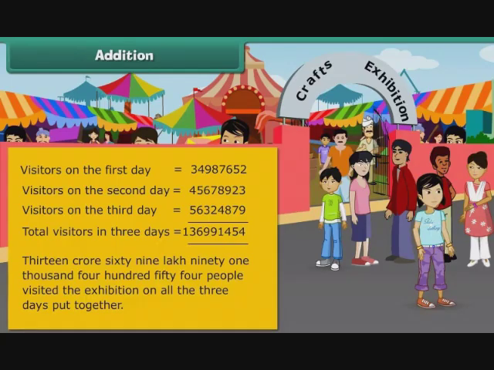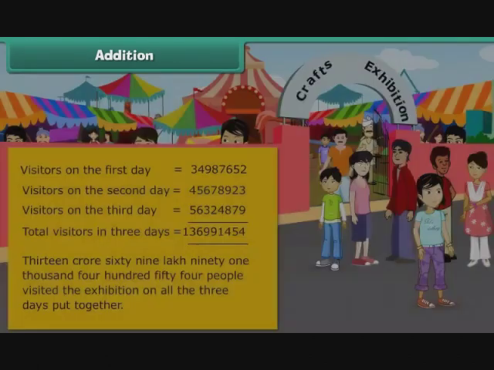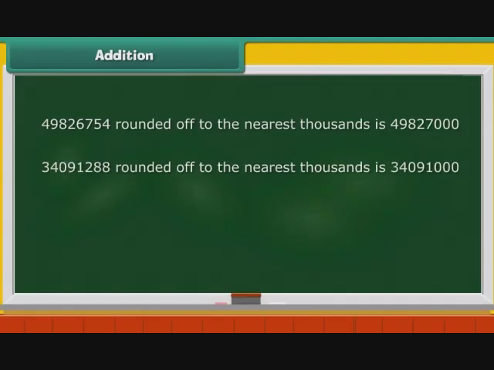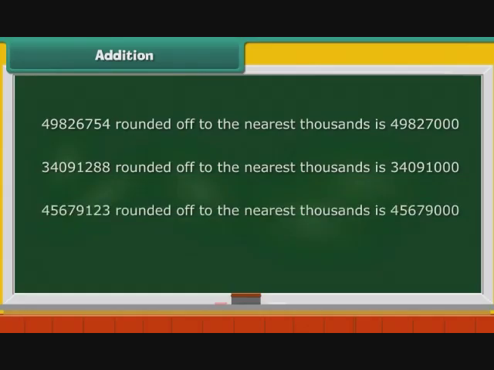At times, we do not want the exact sum of numbers. We want an approximate value. In such cases, we estimate the sum by rounding off the numbers. Let us estimate the sum of 49826754, 34091288 and 45679123 to the nearest thousands. 49826754 rounded off to the nearest thousands is 49827000.